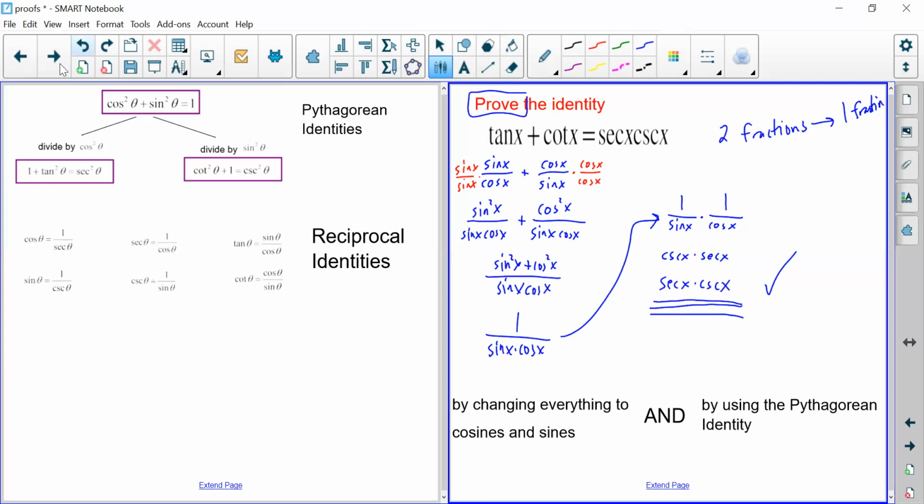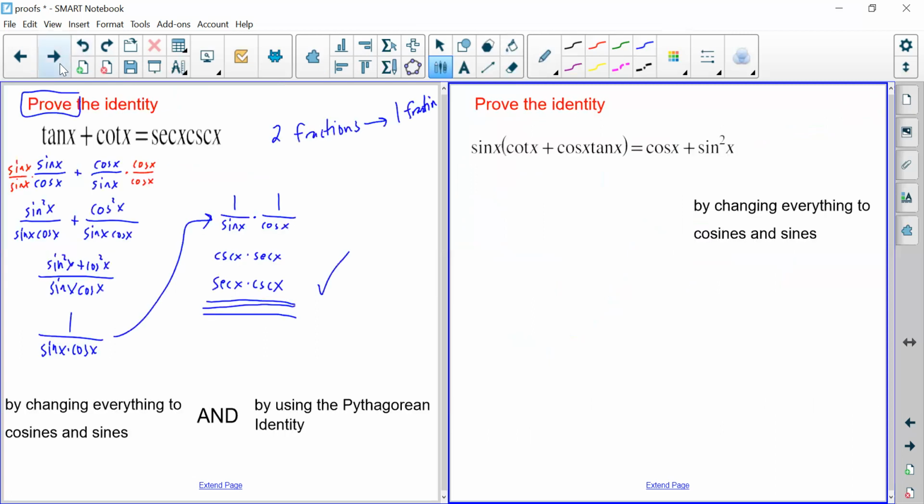Let's try another one. Here, I'm going to change everything to cosines and sines, and that looks like it's going to be all it. Now, you won't be given that. This is just here in the beginning to help us, but I'm trying to convince you that changing everything to cosines and sines is really going to help. How do I make that left side look like the right side?